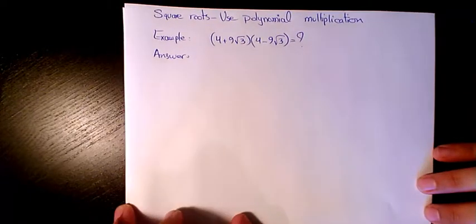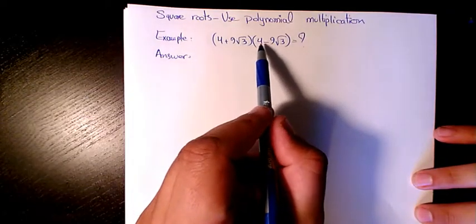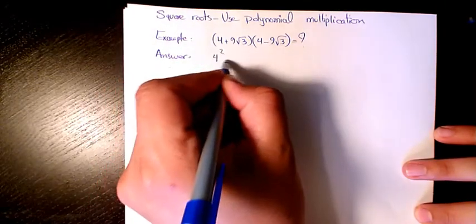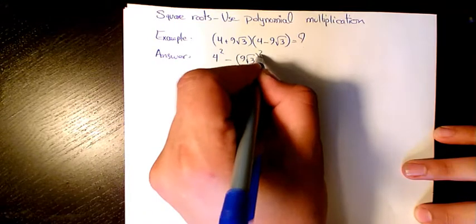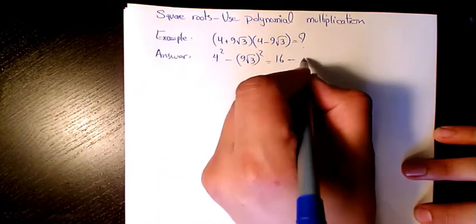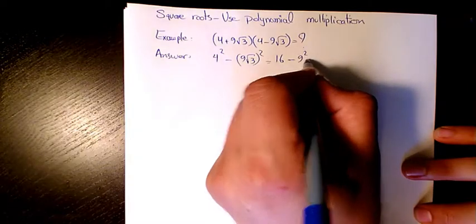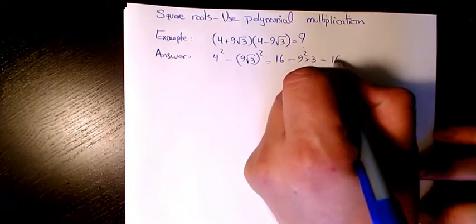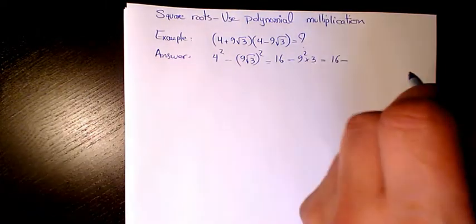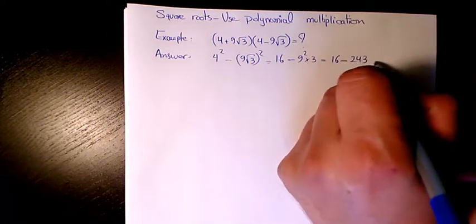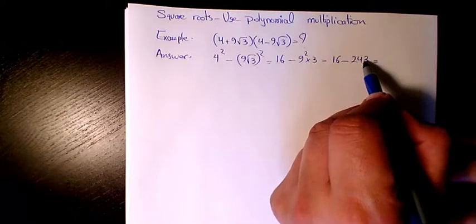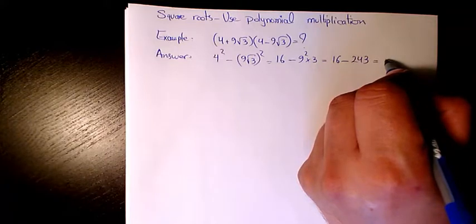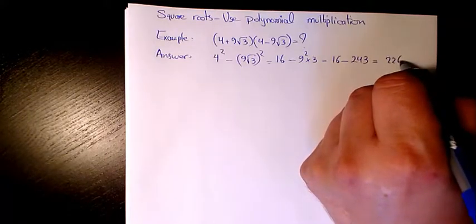In this video I want to show you some examples regarding square roots and use of polynomial multiplication. The first example is 4 plus 9 root 3 times 4 minus 9 root 3. So I use difference of squares. It's going to be 4 squared minus 9 root 3 to the power of 2. 4 squared is 16 minus 9 squared and root 3 squared, which is 3. So that will be 16 minus 81 times 3, which is going to be 243. So 16 minus 243 will be 227.